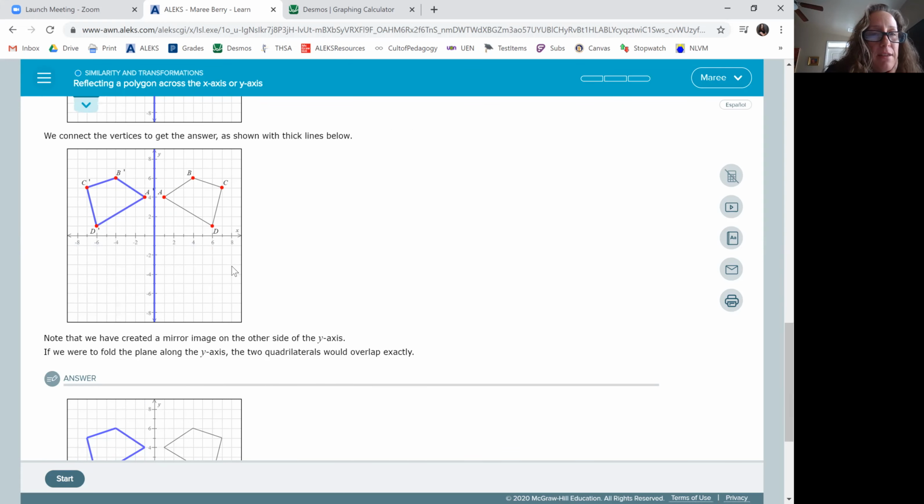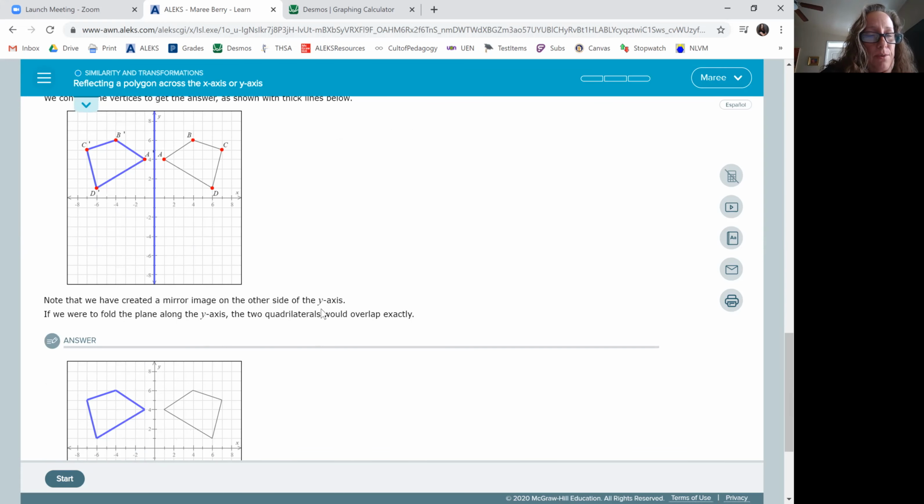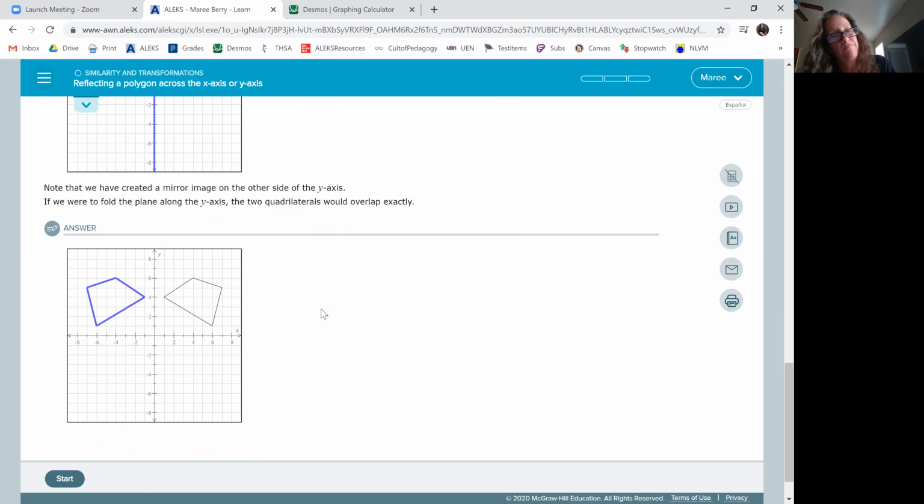Then when you connect the dots, you now have the new shape that's been reflected across the y-axis.